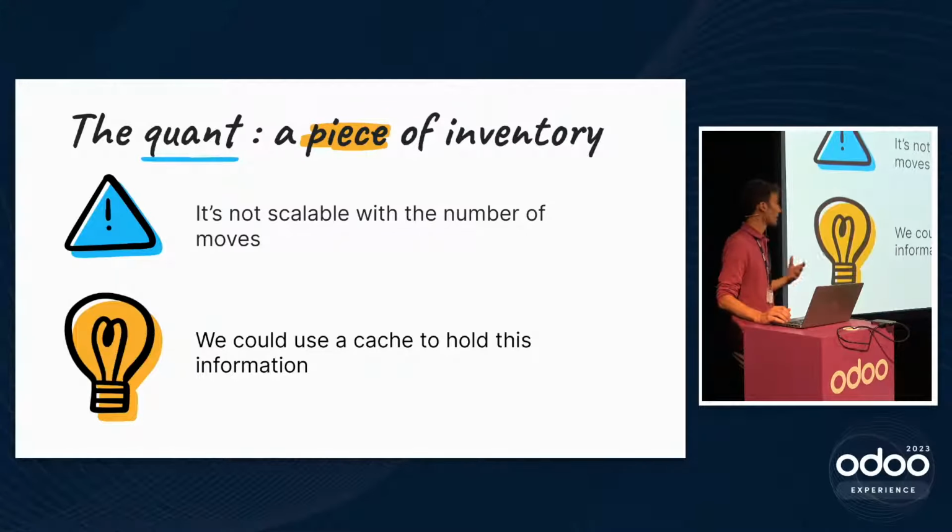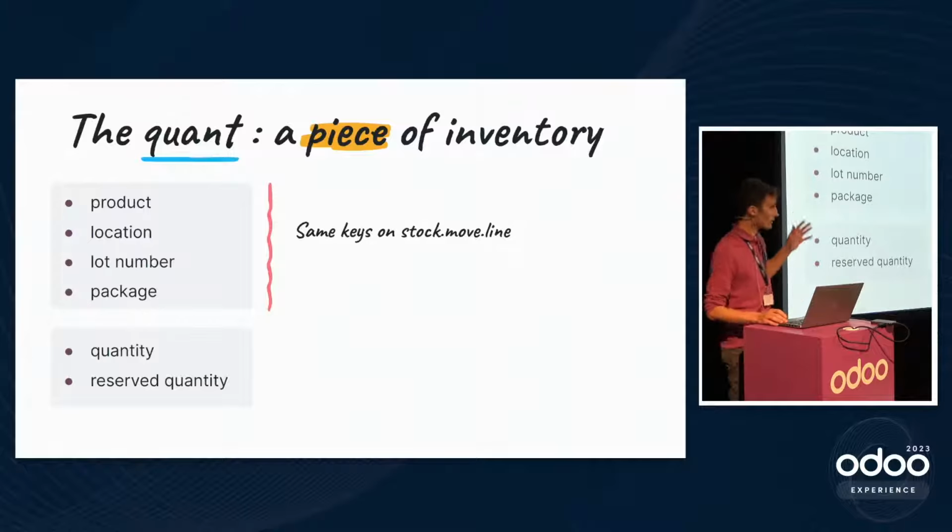And so for that, we have a sort of cache that is updated each time we validate a stock move, and which is read each time we want to reserve some stock move. So for that, we have the stock quant model. These are the main fields that we can find on it.